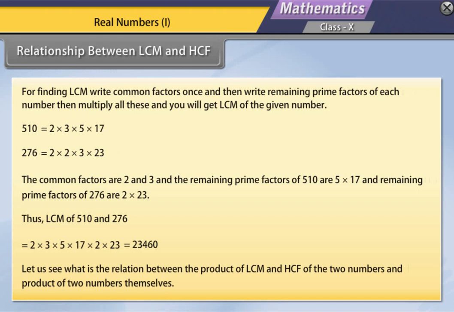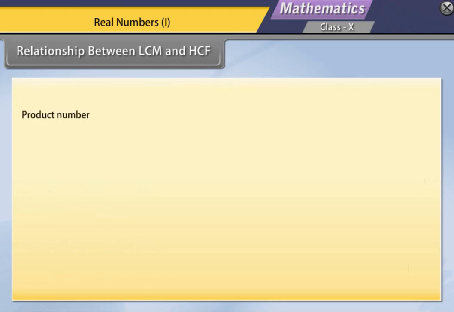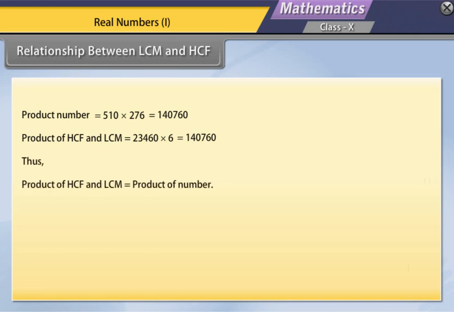23,460. Let us see what is the relation between the product of LCM and HCF of the two numbers and the product of the two numbers themselves. From the above discussed example, the product of the numbers is equal to 510 into 276, which equals 1,40,760. Product of HCF and LCM is equal to 23,460 into 6, which is 1,40,760. Thus, product of HCF and LCM is equal to product of numbers. More accurately, for two given numbers a and b, HCF(a, b) into LCM(a, b) is equal to a into b.